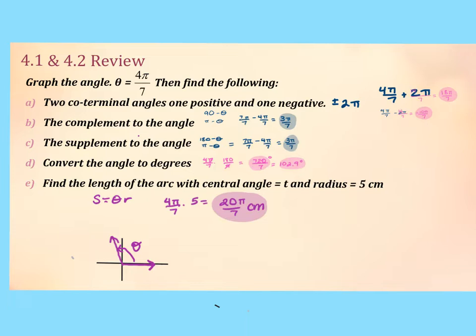So to graph it, if you look on the bottom, 4 pi over 7 is going to be slightly bigger than a half pi, right? Because a half would be like 3.5 over 7. So it's slightly bigger than a half pi, which puts it into the second quadrant.